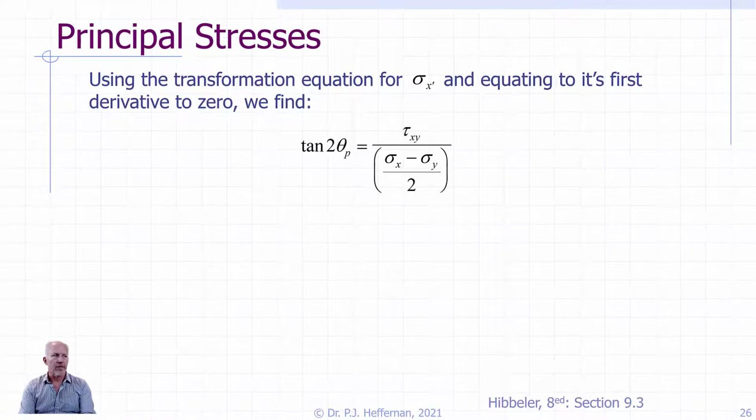And so using that transformation equation and doing just that, we derive this equation, which tells us the orientation of what we call the principal plane. And it says tan 2 theta p is equal to tau xy divided by sigma x minus sigma y, all divided by 2. And this is great because those are the three components of stress in the xy orientation. And it's now going to tell us what the orientation is for our principal plane, or the place where the normal stress will be a maximum on the x prime axis.